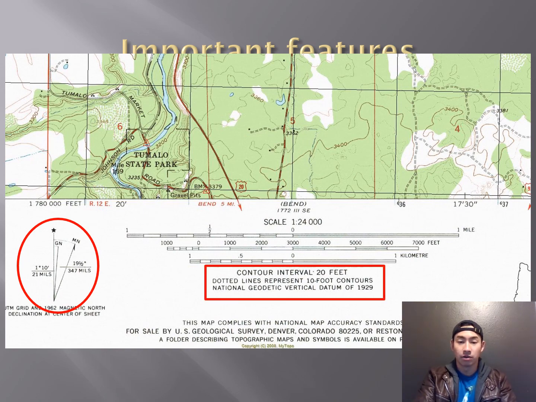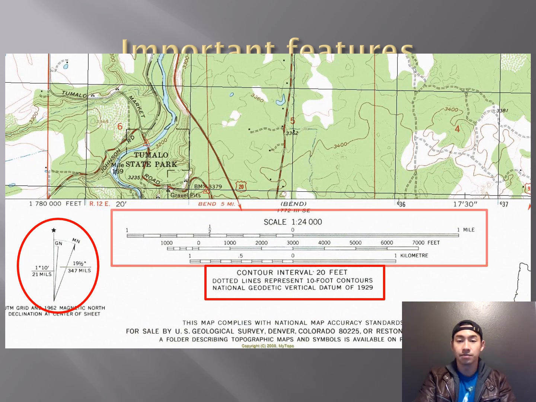We have our contour interval, and in this case we have a contour interval of 20 feet. We also have our scale here, and it tells us that our scale is 1 to 24,000. So 1 inch on the map will equal 24,000 inches in real life. At the same time, 1 foot on this map, if you have enough space to measure a foot, will equate to 24,000 feet in real life.